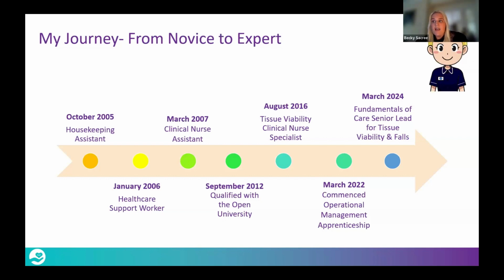This position allowed me to focus on a critical area of patient care, ensuring that patients received the best possible treatment for wound management and skin integrity. Recognising the importance of leadership and management skills, I commenced an operational management apprenticeship in March 22, which I'm nearing completion. This opportunity equipped me with the skills needed to effectively manage and lead the team today.